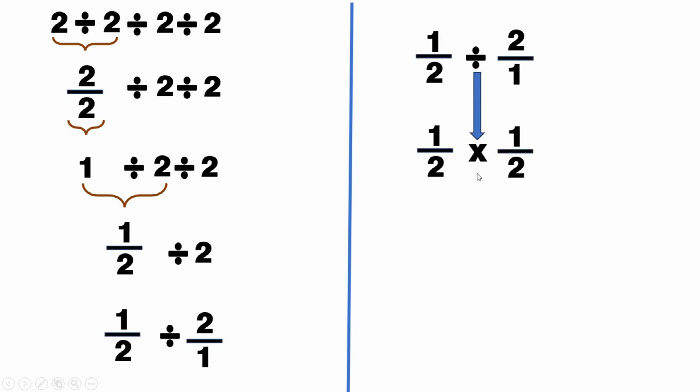Conclusion, the final answer. Now, just multiply straight across. 1 times 1 is 1, and 2 times 2 is 4. That gives us our final, correct answer, 1 upon 4, or 0.25.